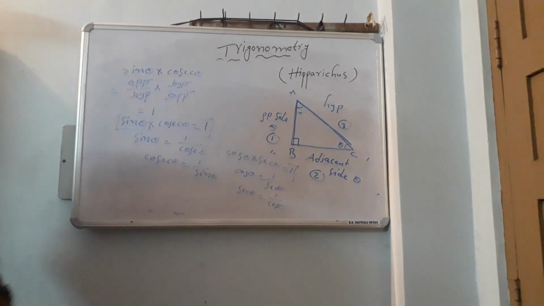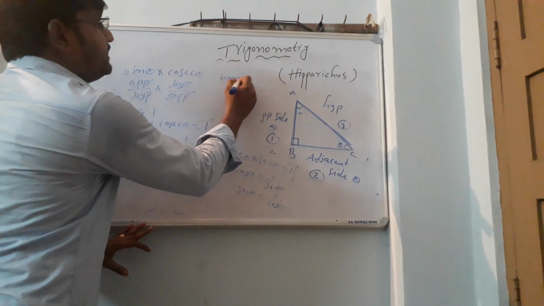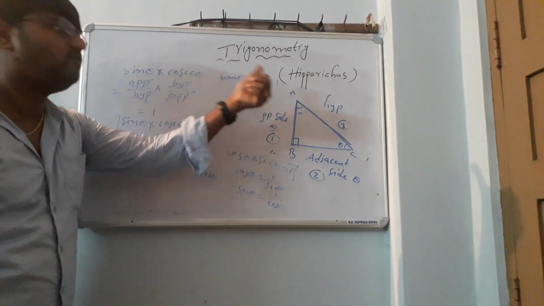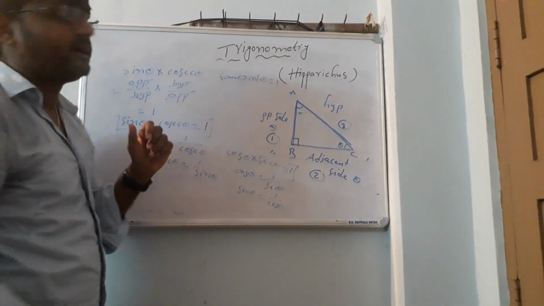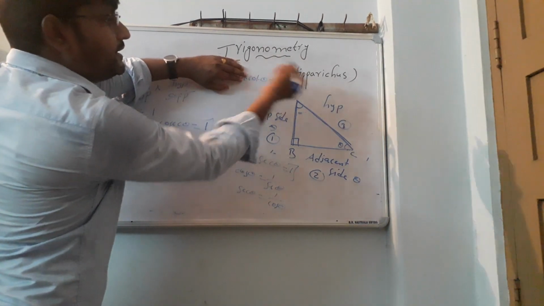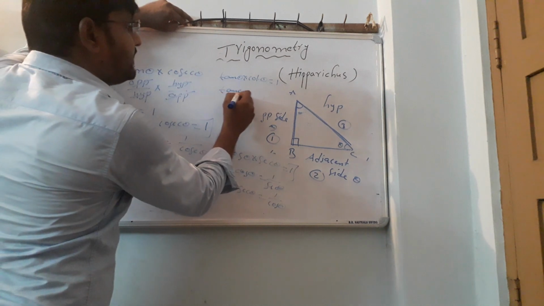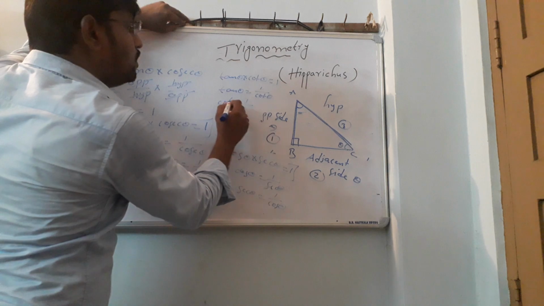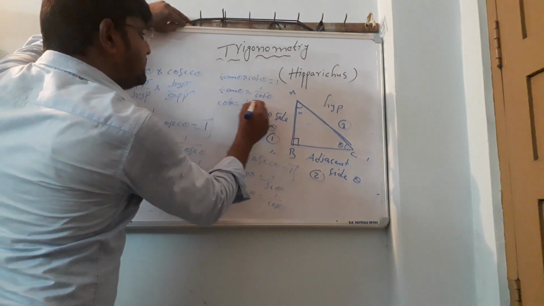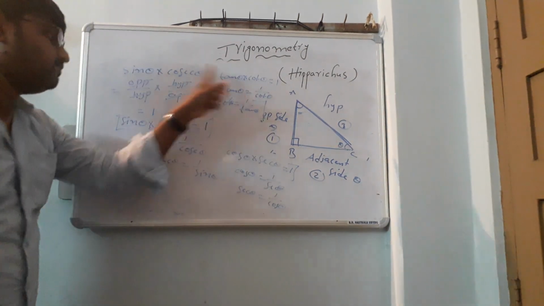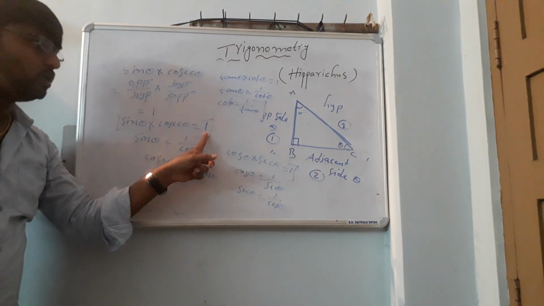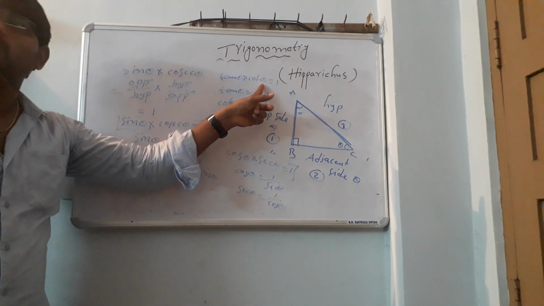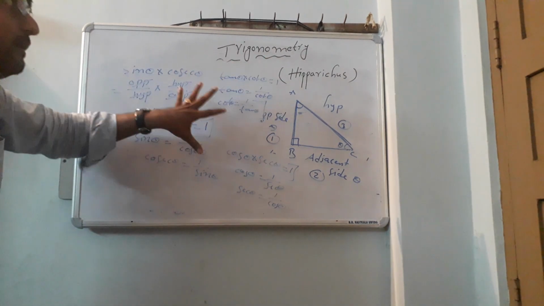And similarly, another condition I will write here: tan theta into cot theta is equal to 1. This is also the same method; calculate it and you will get the answer 1. This is one of the conditions. If I want tan theta, cot theta is moved to the right side. Tan theta is equal to 1 by cot theta and cot theta is equal to 1 by tan theta. This is a very important condition. So sin theta into cosecant theta is equal to 1, cos theta into secant theta is equal to 1, and tan theta into cot theta is equal to 1. These are very important conditions.